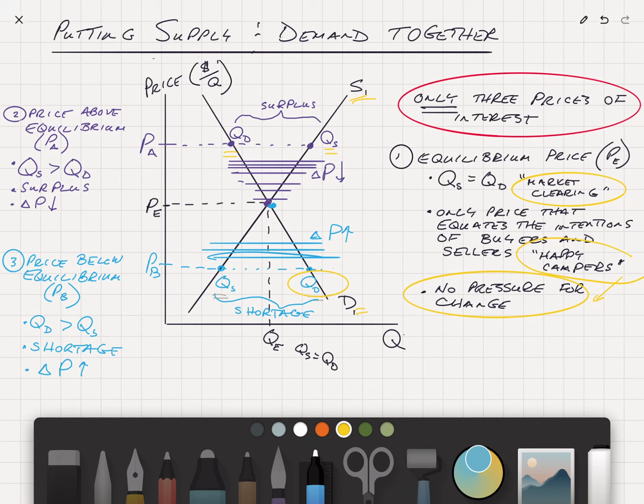Does that make sense? So it makes your life pretty easy here: we have three prices of interest. We have our equilibrium price, a price above equilibrium, and a price below equilibrium. In equilibrium, there's no pressure for change. At a price above or a price below, or at disequilibrium, there's always pressure for change, and that pressure is pushing you towards equilibrium. I hope that makes sense.